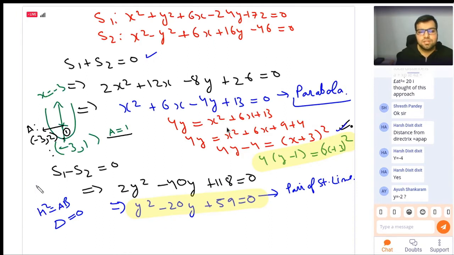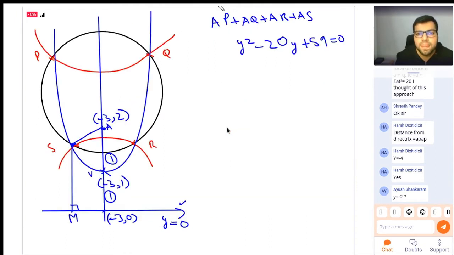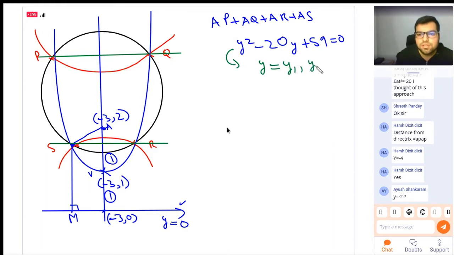So if I draw the diagram, I'll get to know that one line is y equal to something and the other line is this. See, there is a pair of straight lines which passes through P, Q, R, S. Its roots will be, say, y1 and y2. So the pair of straight lines will be y equals y1 and y equals y2, basically lines parallel to the x-axis. So this line I can say is y equals y1, and this line is y equals y2. Okay.